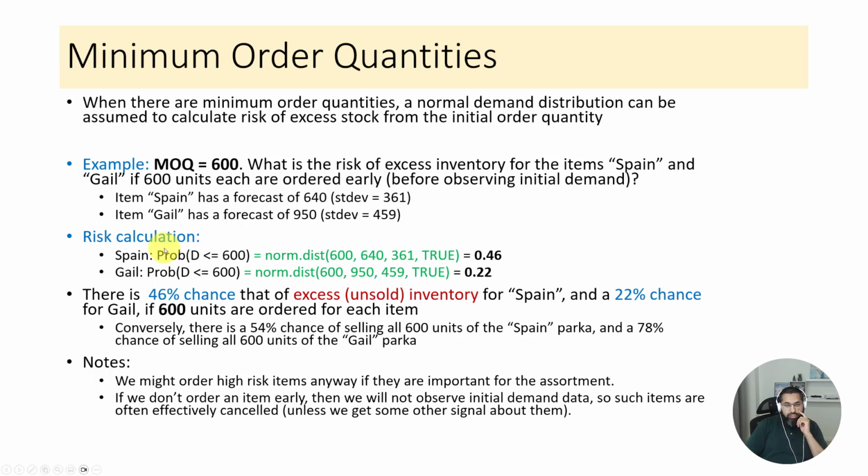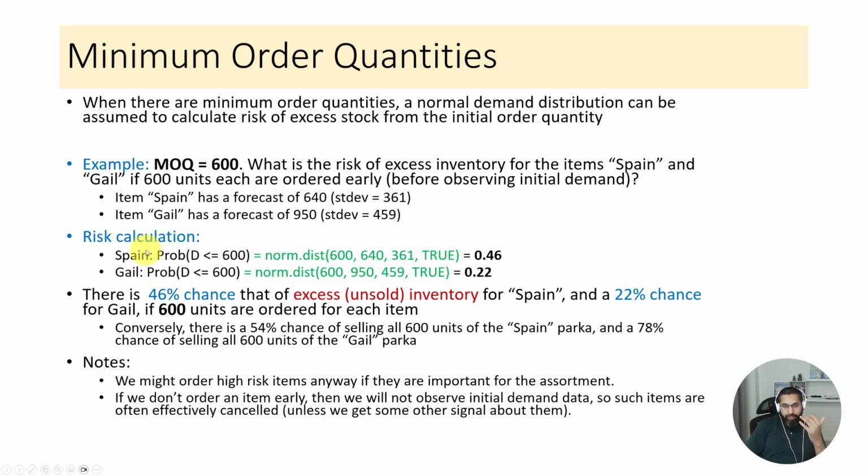If I order 600 for Spain, the probability that the true demand will be less than 600 is given by this calculation. In Excel, you type equals NORM.DIST. You put in the MOQ value first, 600, comma, you put in the forecast 640, comma, you put in the standard deviation for that SKU, the scaled standard deviation 361, comma, TRUE, and that gives you a probability of 0.46. This means there's a 46% chance that if you order the MOQ of 600, you will be left over with extra pieces for Spain. For Gale, the chance is much less. Use the same calculation, and the risk for Gale is 0.22.